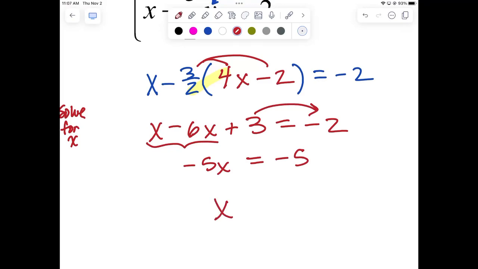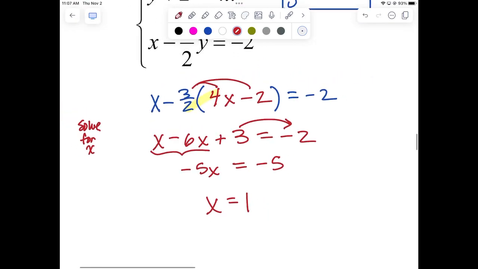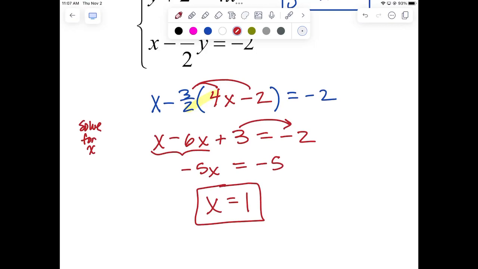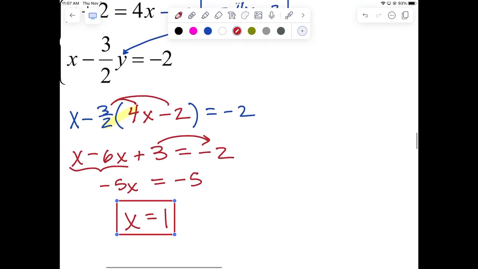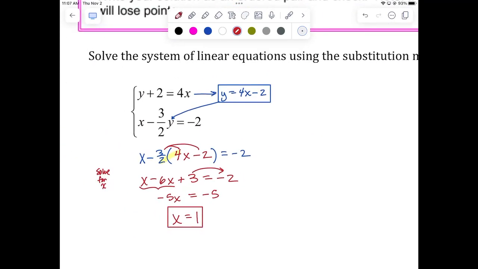And now we'll divide both sides by negative 5. It divides out on the left, and negative 5 divided by negative 5 is 1. Yeah, 1. So we found the first coordinate. If you want to box it, you can, but we're not done. Guess what we do next? We plug into the first equation. That's why we boxed it. Okay? So now we can say, y must equal 4 times 1 minus 2, which means y equals 4 minus 2, which means y equals 2.